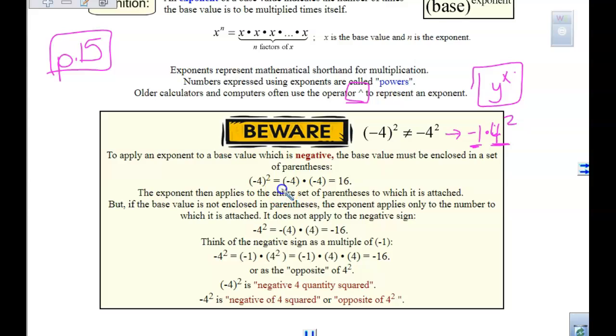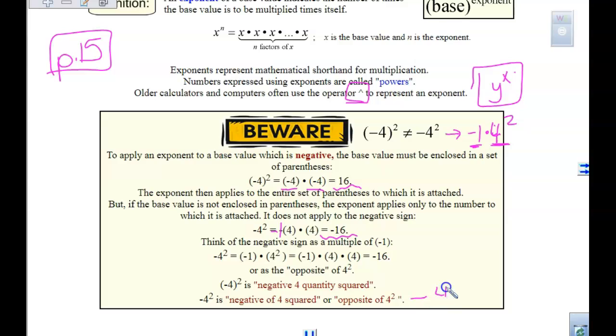This first one means negative 4 times negative 4. That gives us positive 16. Here, when you think of it as negative 1 times 4 to the second, that gives you a negative 16. And you have to be smarter than your calculator to make sure that you don't make that mistake. Okay? So when you look at those, this one is telling you to take negative 4 squared. That means negative 4 times negative 4. This one is the negative of 4 squared. So you're actually squaring first, order of operations, and then putting the negative out front.